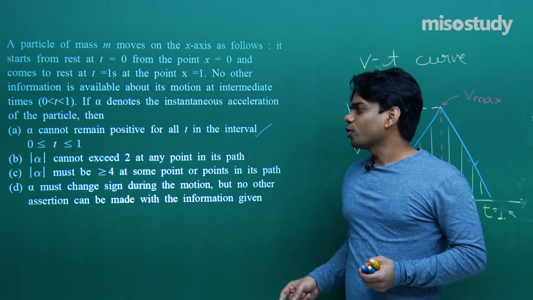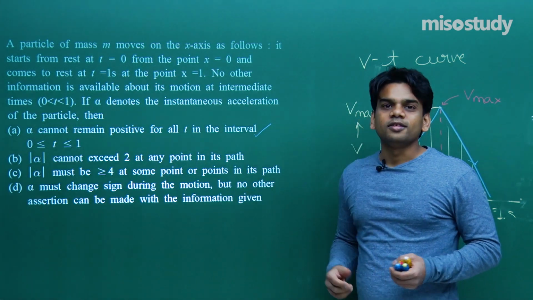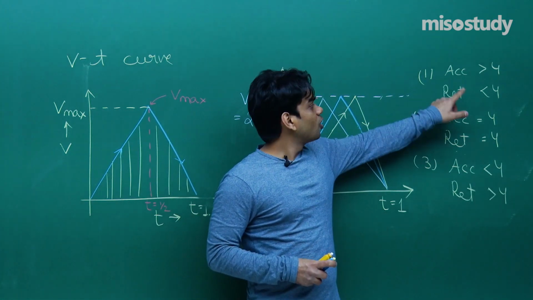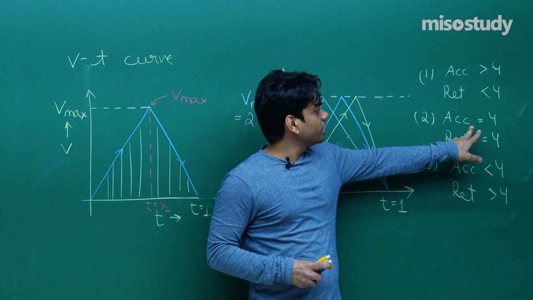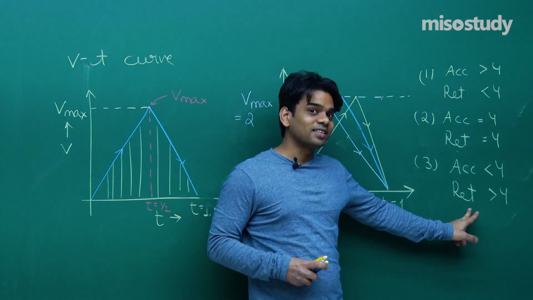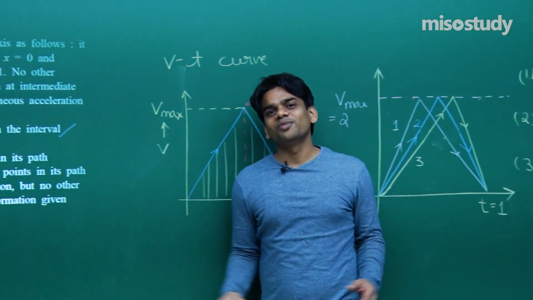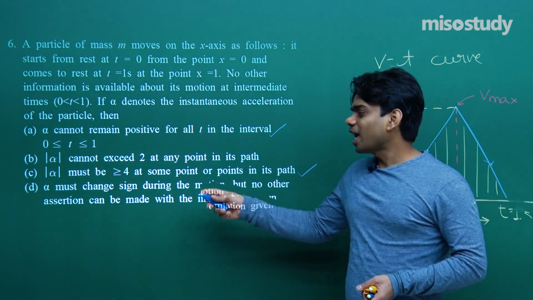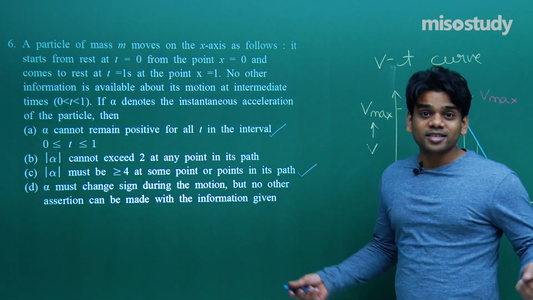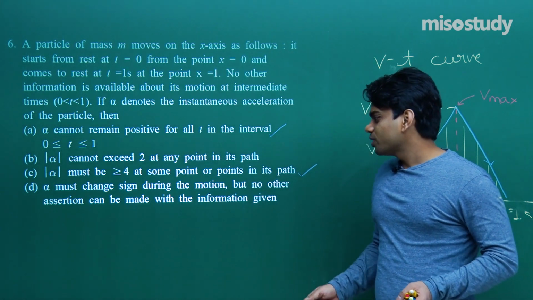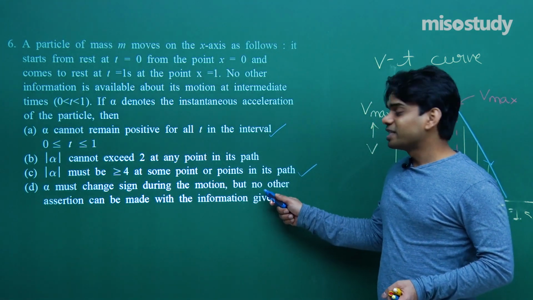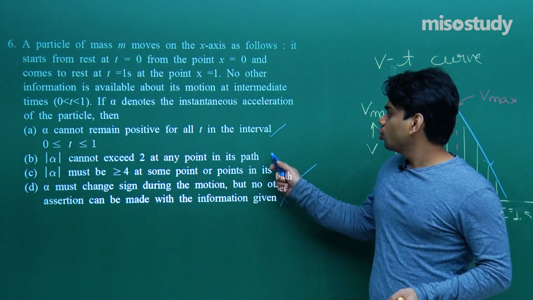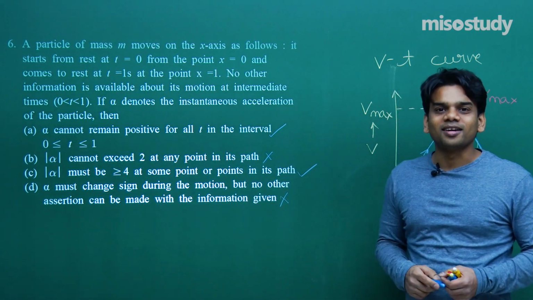Option C: modulus alpha must be greater than or equal to 4 at some point or points in its path. Yes, it's more than 4. Here you see we have modulus of alpha more than 4, here we have equal to 4, and here modulus of alpha, that is retardation, is also greater than 4, because its magnitude is greater than 4. So option C is also true. D: alpha must change sign during the motion. Yes, it's changing sign, but no other assertion can be made with all the information given. Since the second statement of option D is incorrect, I am marking this as incorrect. Option A is true, B is incorrect, C is true, and D is incorrect.